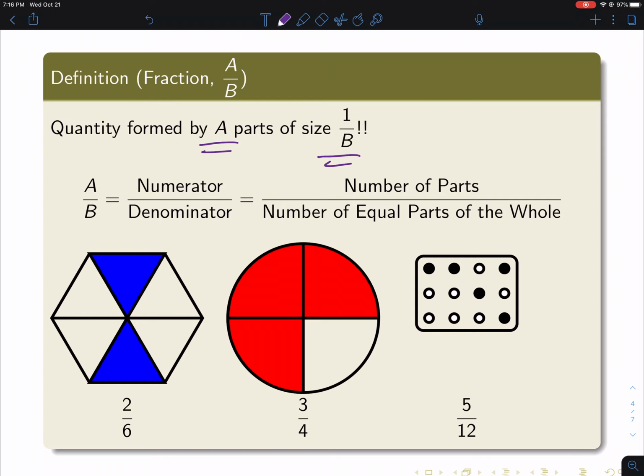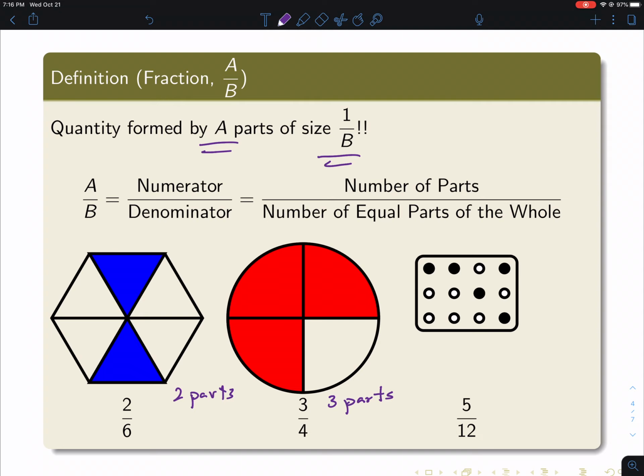So in this case, I kind of wrote the answers down for you. We had 2 blue that was shaded. So we've got 2 parts of size 1 over 6 in this case. So that's where the 2 over 6 comes from. And then the circle, we've got 3 shaded red. So that means we've got 3 parts of size 1 over 4 in this case.